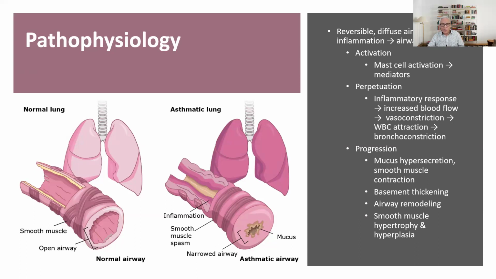And then, of course, there's going to be smooth muscle contraction, which would lead to hypertrophy and hyperplasia. So the precipitating factor is the response by the body. And in this particular instance, it's going to be mediated by an immunoglobulin. And again, as I said, that immunoglobulin is known as immunoglobulin E. And this immunoglobulin, in turn, is going to stimulate the production of mediators.